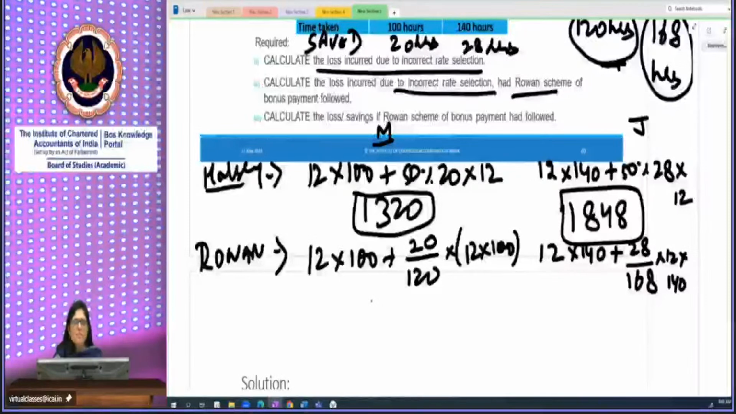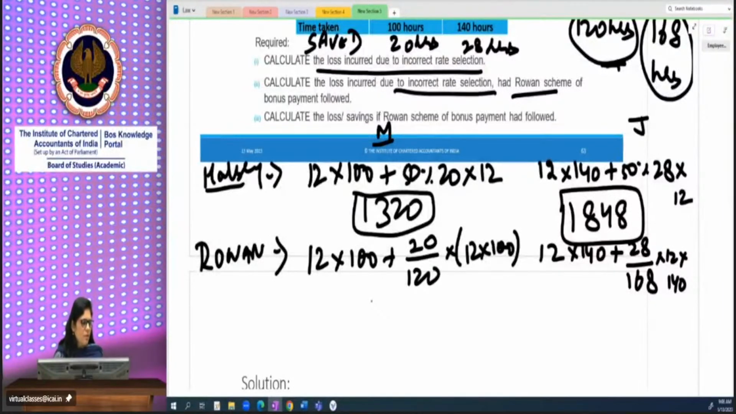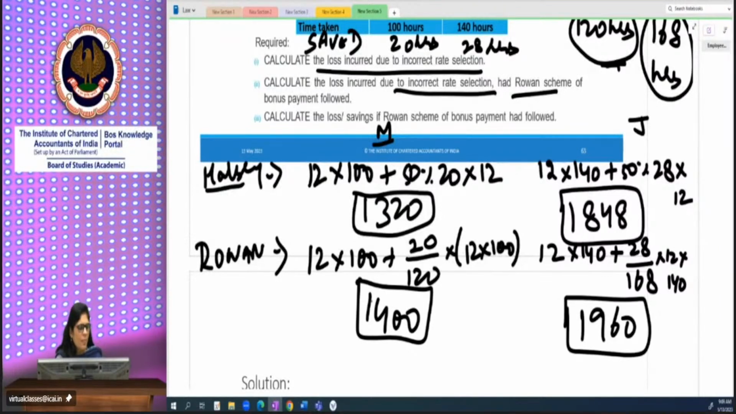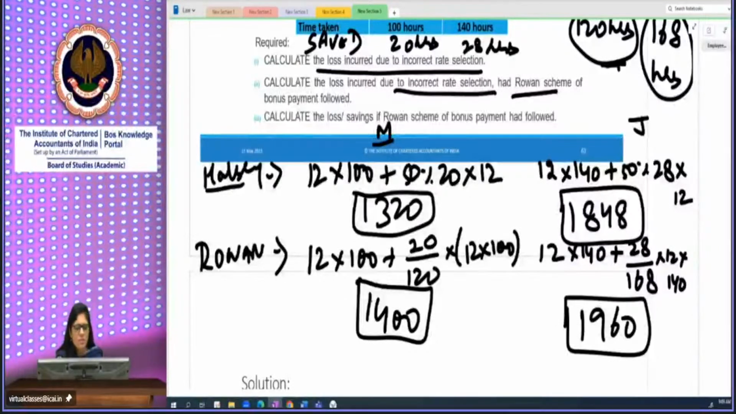So can I have the answers for the Rowan plan? Rowan plan 1400 and 1960. Any other answer? Shall I take it as 1400 and 1960? Any other answer anybody has calculated for Rowan? Any other student? Okay, 1400 is for M, so I'm taking 1400. I hope it's correct, or shall I calculate? 1960. Shall I take 1400 and 1960 under Rowan? Any other answer, or shall I take this as the answer? Okay, so one more student, 1400, 1960. Let us take this as the answer.